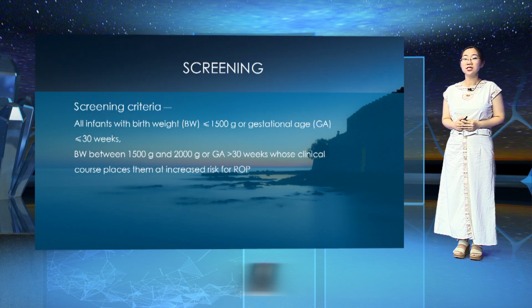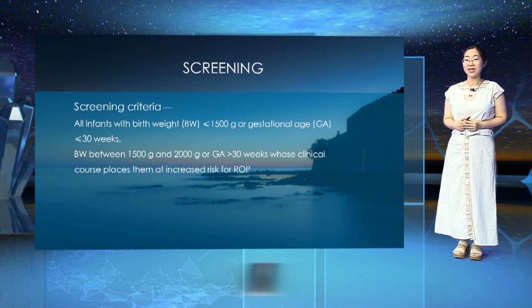Screening. Screening standard: all infants with birth weight lower than 1,500 grams or gestational age of 30 weeks or less, and infants with BW between 1,500 grams and 2,000 grams, or GA more than 30 weeks, whose clinical course places them at increased risk for ROP.